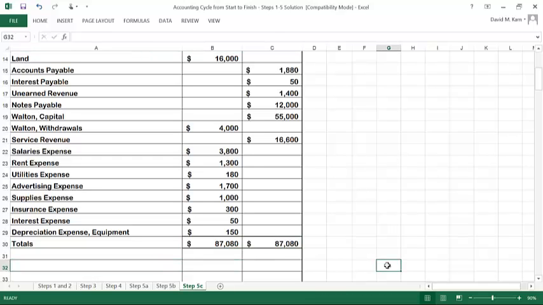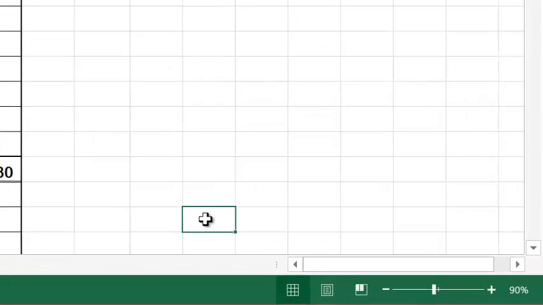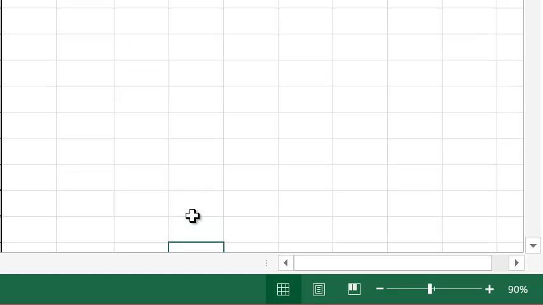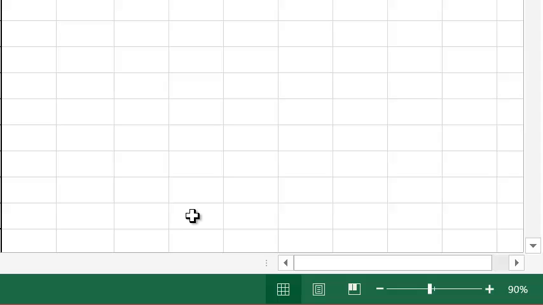Okay, so that concludes step 5. We did the adjusting entries, we posted them to the T accounts, and then we prepared an adjusted trial balance. So now proceed to watch the next video, which will be a lecture video on how to do step 6, which is the preparation of the financial statements, and then we'll come back and we'll do the financial statements for this problem.